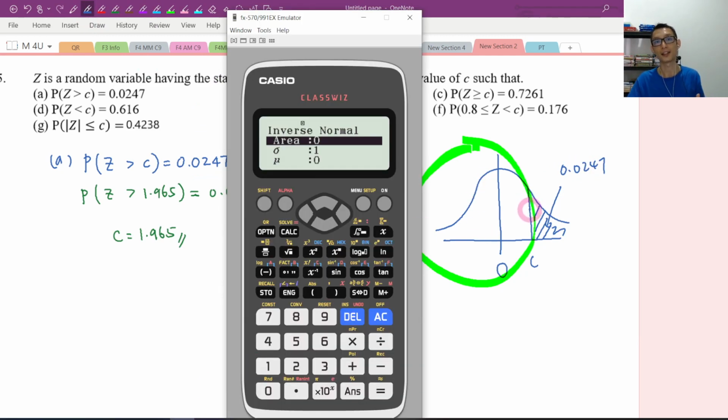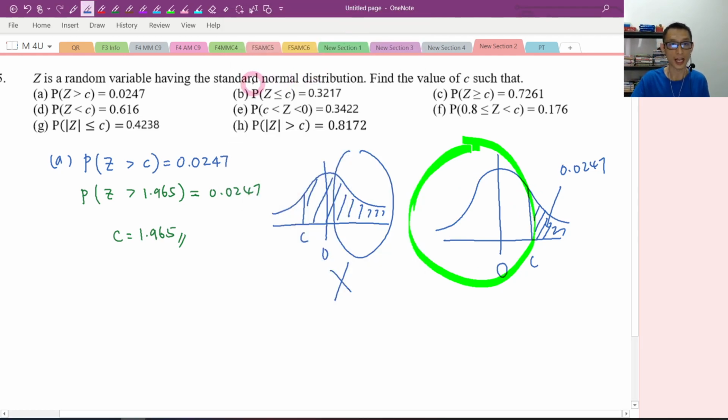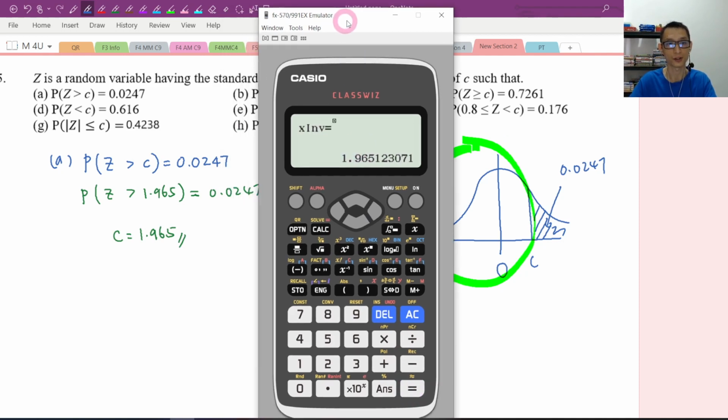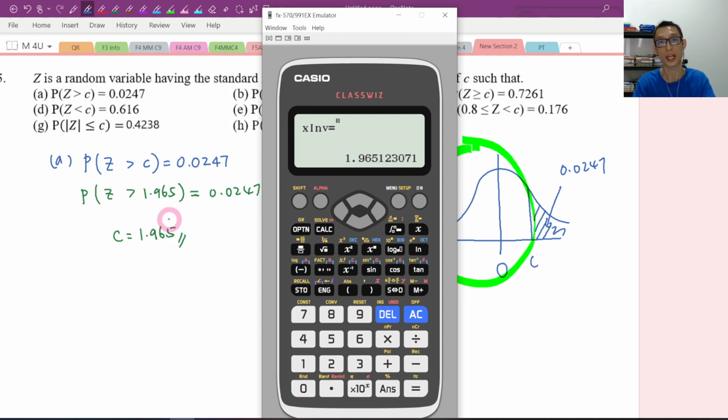We know that the total area will be 1, right? So I will take 1 minus 0.0247 and make sure that this is standard normal distribution. It means that the standard deviation is equal to 1 and the mean is equal to 0. Then you just press equal, and you get the answer, 1.965. Okay, this is a way how we use our calculator to help us check the answer.